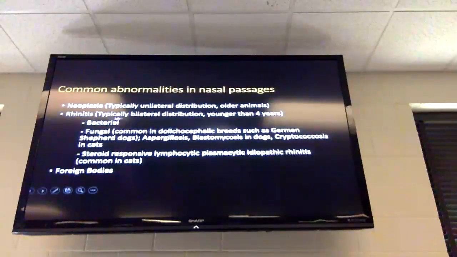So rhinitis can be different kinds: bacterial, fungal, viral, or idiopathic. Fungal, most common in dogs, is aspergillosis and blastomycosis, depending upon what area you are in. In cats, cryptococcosis is most common. Idiopathic rhinitis is more common in cats than dogs. Foreign bodies can occur usually in hunting dogs. Alright, so let's see how they appear.